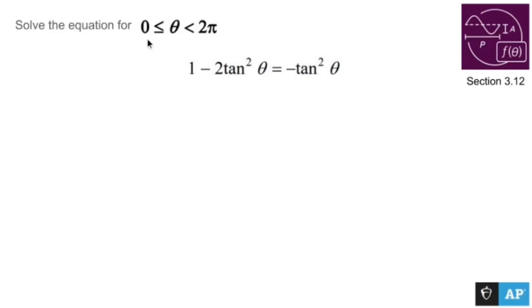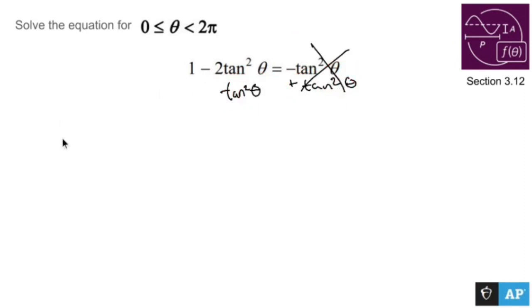Solve the equation for 0 is less than or equal to theta, which is just less than 2 pi. All right, so I'm solving this with tan squareds and stuff like that. I have a tan squared on the left, a tan squared on the right. Why don't I add tan squared to both sides, set it equal to 0? I have a feeling we're going to have some kind of factoring going on here.